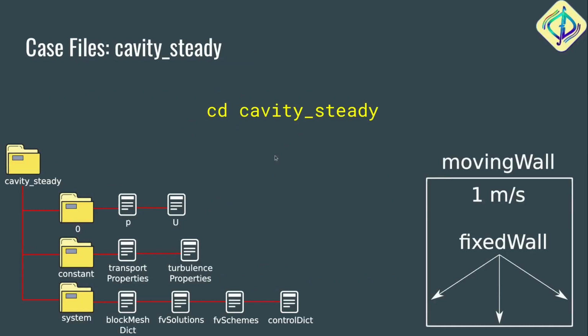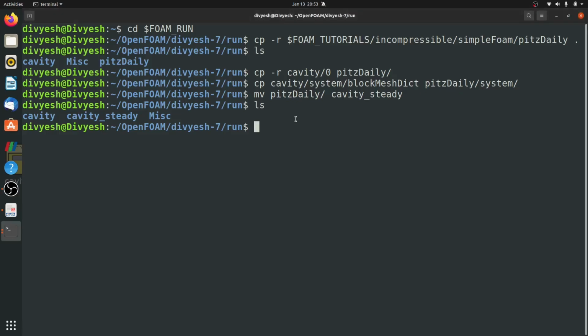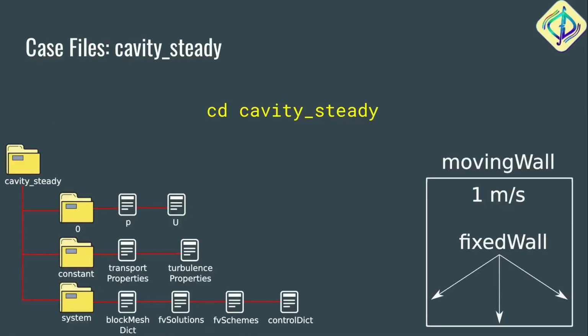So basically our folder structure is this one: zero, constant, system folder. All the files are set, the boundary and geometry files. So our case is now this. So let's move to the cavity steady folder. I'll go into that using the cd command, cavity underscore steady. Okay, so now we are in the cavity steady folder.